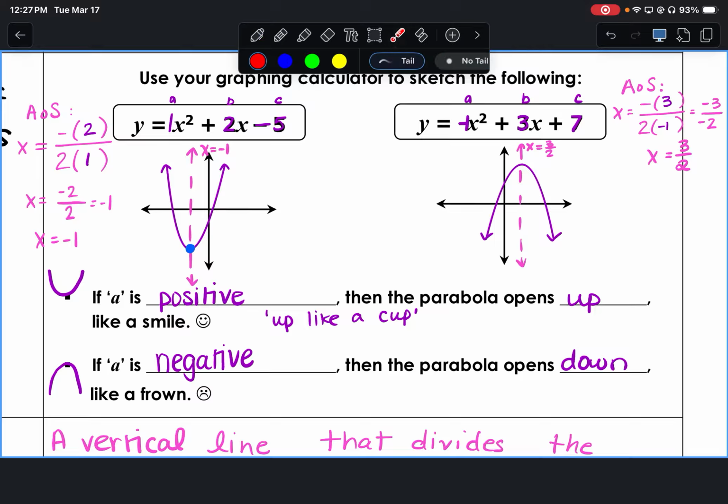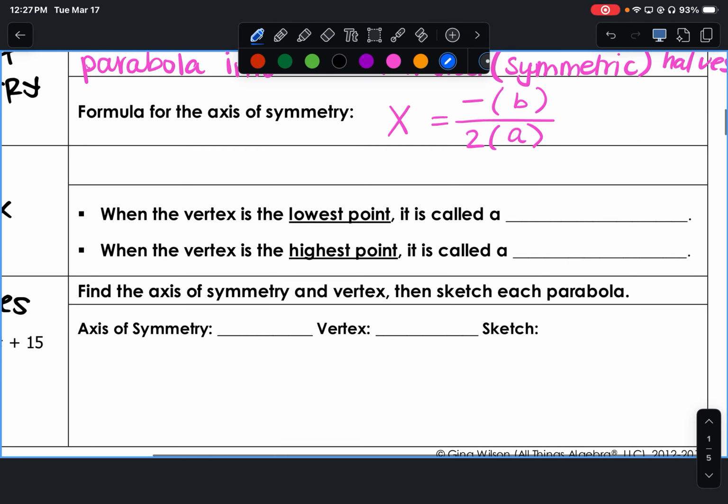So if I look at the second one, is it going up or down? What about now? Down. So right here is our vertex. So for vertex, we are going to put that it is the parabola's turning point, because it's where it's changing direction.